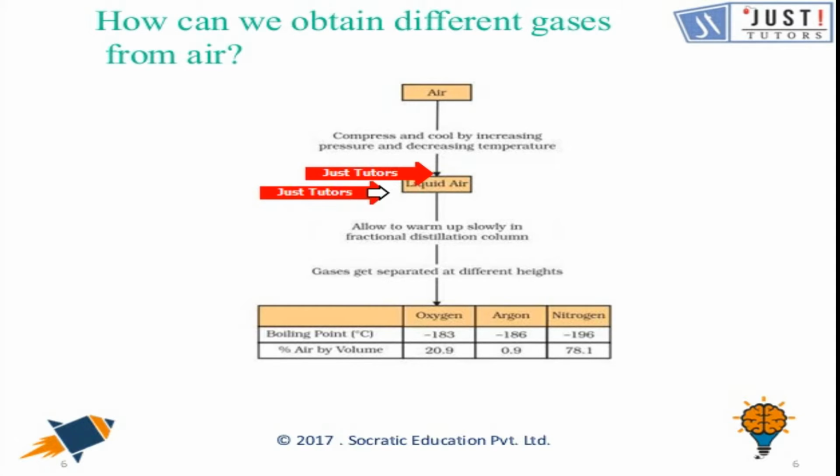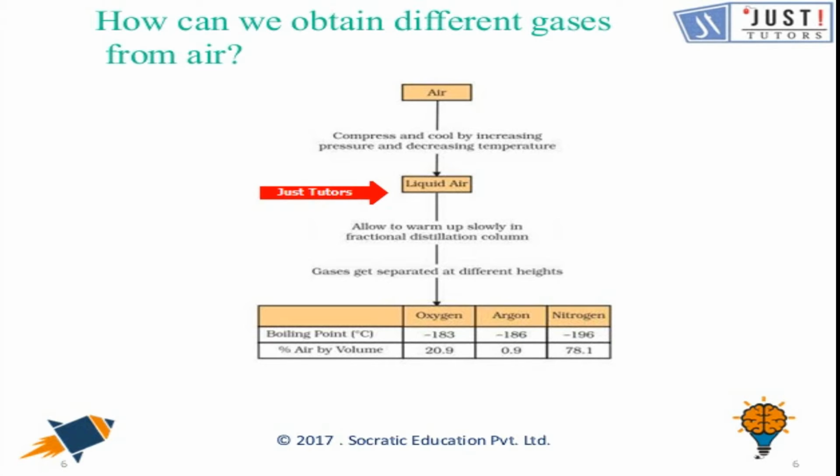Now we have the liquid air, and then we allow this air to warm slowly in the fractional distillation column. This is the arrangement used to obtain the different gases. Now we have all the gases, the mixture, in liquid form, and they have different boiling points. Liquid oxygen has a boiling point of minus 183 degrees Celsius, then argon has minus 186, then nitrogen has minus 196.